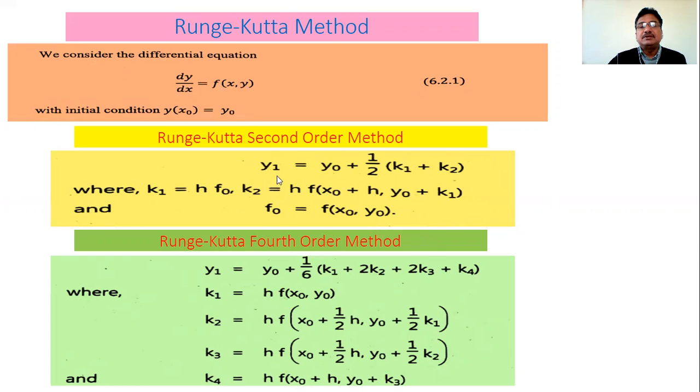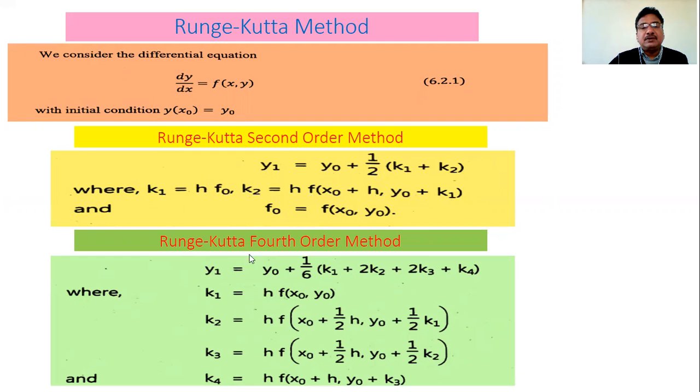So these are the formulas to obtain the solution of the given differential equation, that y1 is y naught plus 1 half k1 plus k2, where k1 is h f x naught, f x naught means f of x naught y naught, and k2 is h f x naught plus h, y naught plus k1. K1 is this. Okay, so f naught is f of x naught y naught.